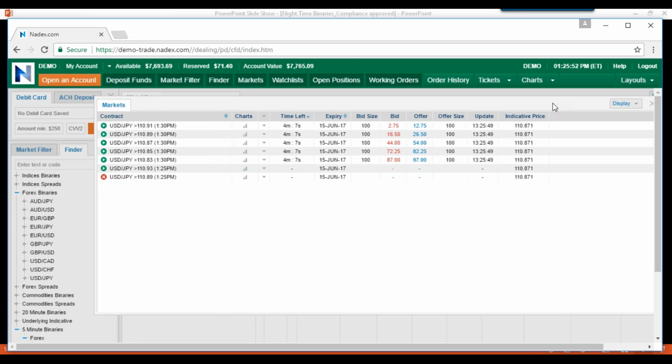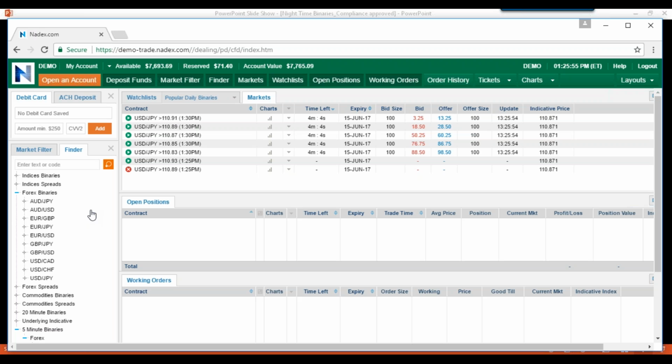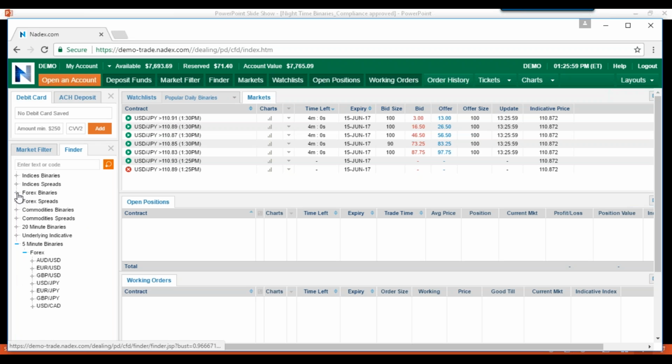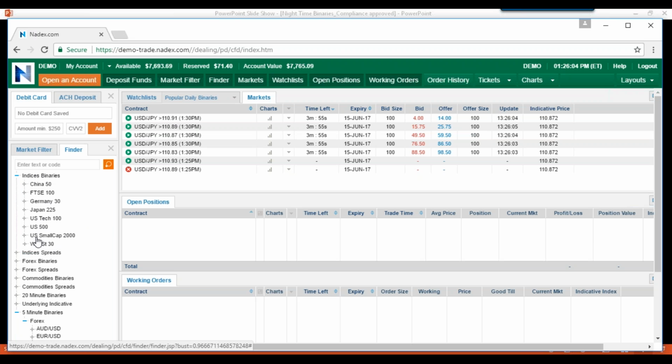Okay, so when you look at those options, that's another thing you have to realize on indices at night. If you're trading the U.S. stock indices at night, you've got spreads available, but as far as binaries, the only binaries you have available are the end of the day, the next day. But when you're trading Forex at night, you've got hourly, you've got daily, you've got weeklies. And then you've got 5-minute binaries.